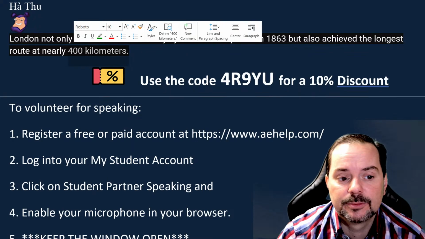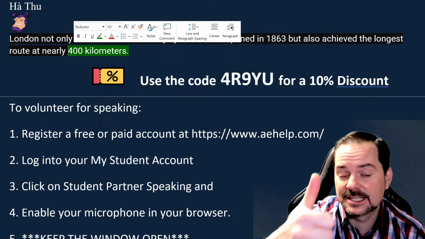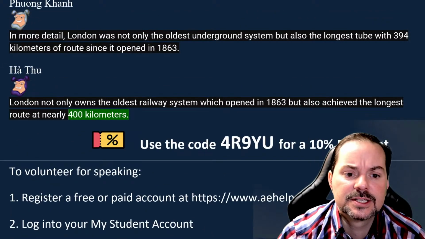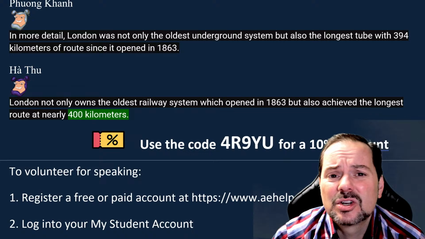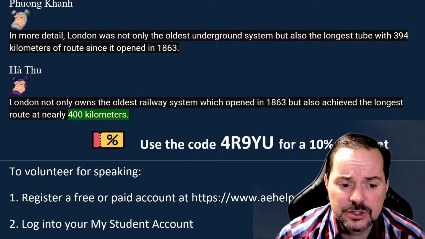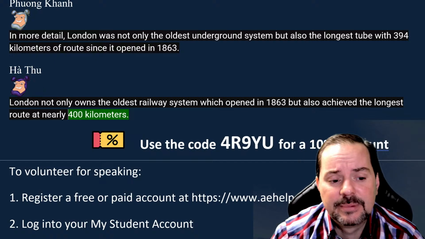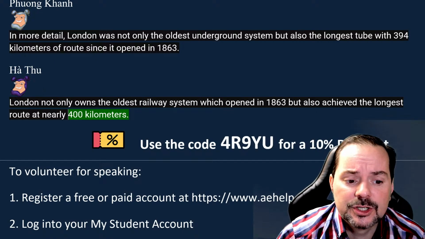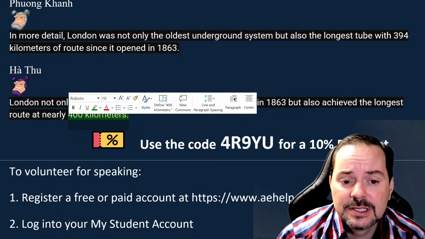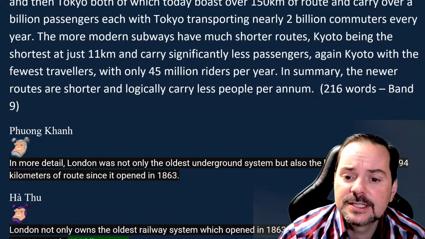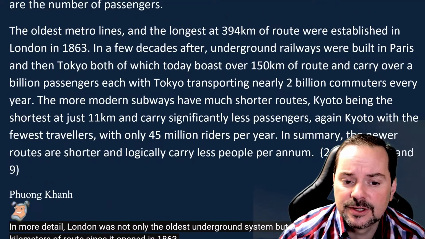I love the interpretation here. That is fantastic. It's so close, right? It's just 6 kilometers shy of 400. So good. Interpretation gets you points, everybody. The interpretation that Ha is using here is very, very similar to this interpretation that I'm using here.